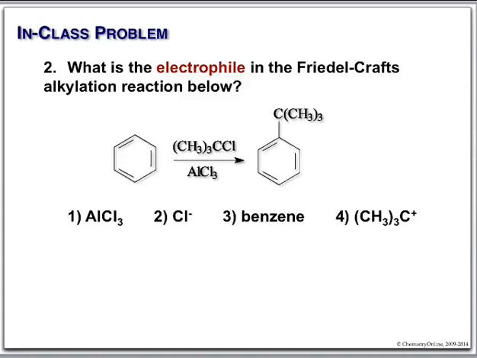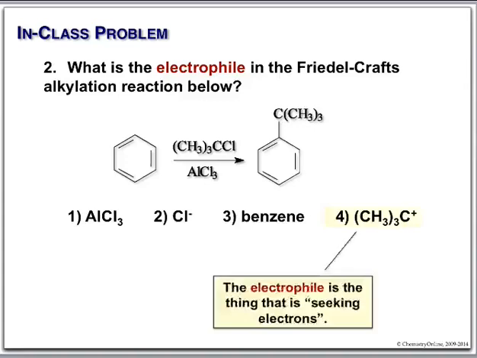But let's think about it. What we're going to do is chelate the chlorine to the aluminum. That's going to leave a carbocation, a carbon with 3 methyls, looking like this. Any questions?